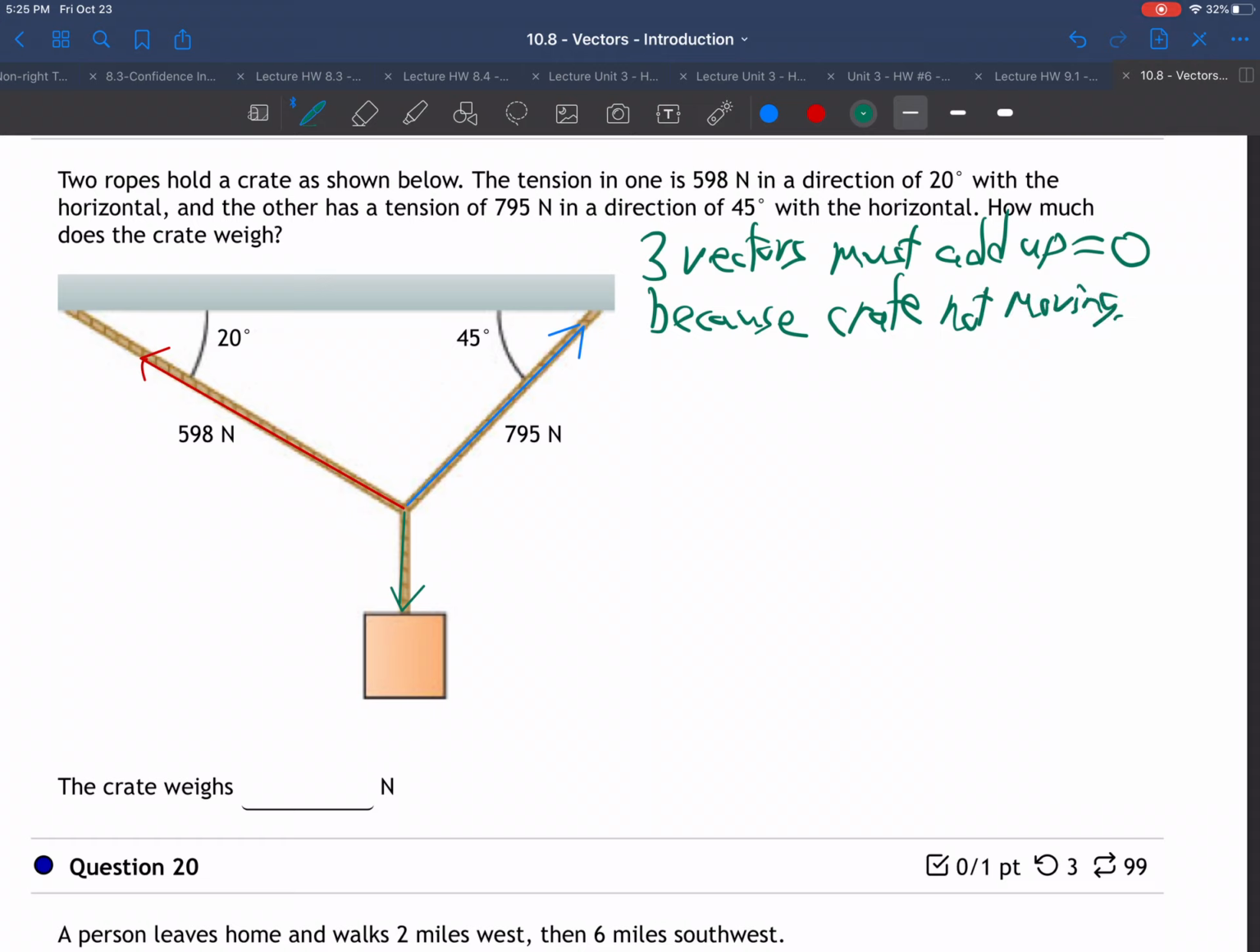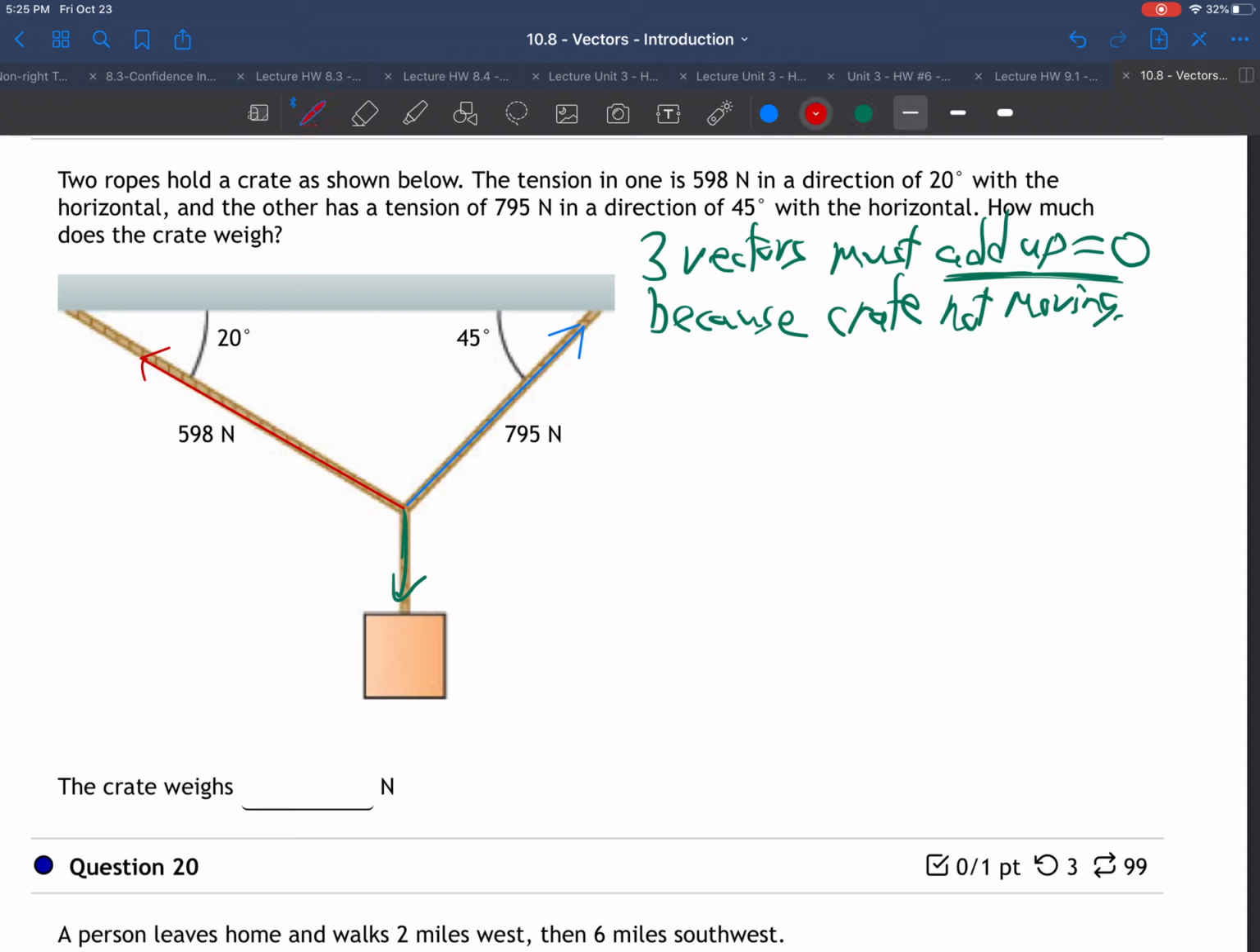Does that make sense? If the forces were unequal, then the crate would be moving. That's what makes things move, right? If you push on something and there's an equal force pushing on the other side, then the crate doesn't move. But if the forces are unequal, if this one's a bigger force, then the crate will move that way, won't it? So if the crate is not moving, we know that the forces must be balanced. They must add up to equal 0. The crate's just hanging there. That's what that means. Okay.